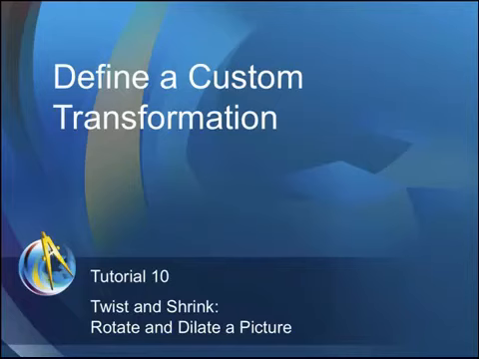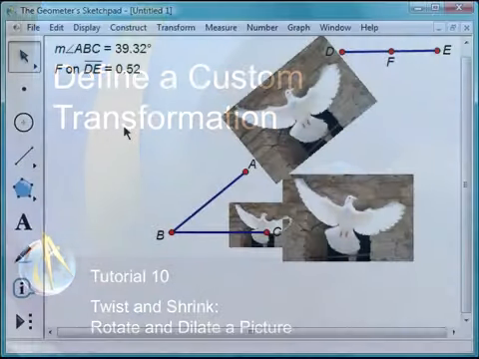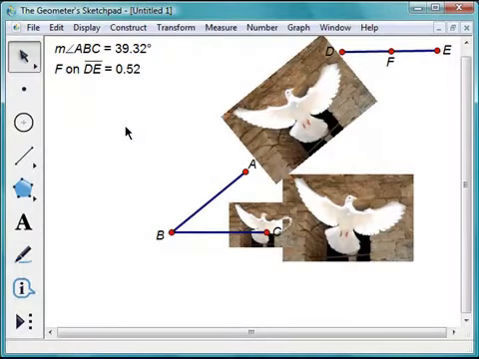Now that I've explored, I'd like to combine my two transformations into one. So I'd like to see what happens if I start with my original picture, rotate it by marked angle ABC, and then take that rotated image and dilate it by the value of point f on segment DE. If I can apply that transformation over and over again, I'm going to obtain a very appealing picture, as we'll see soon.